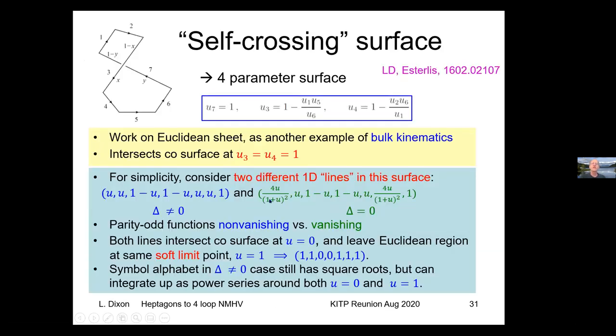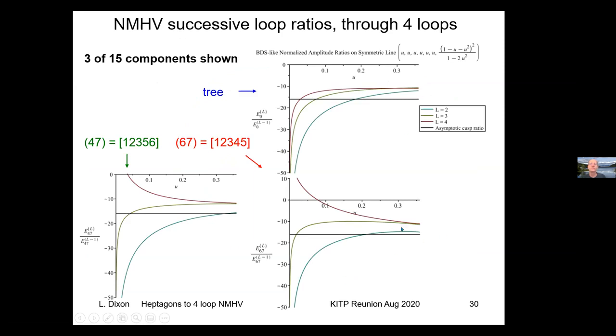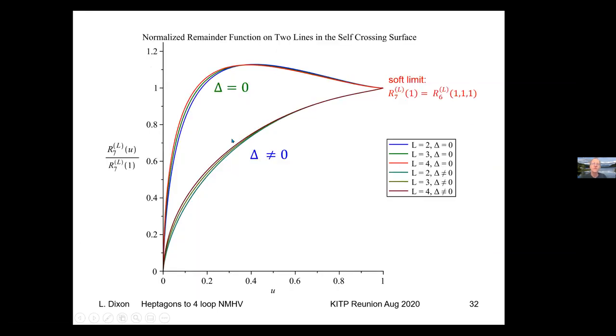There's another self-crossing surface, which would look like this in Minkowski region. We're in a Euclidean version of it, but it's a convenient place to plot some things. So here's a couple plots on two lines that go through the surface. And at least when we plot them in such a way that we scale them by their values at this point, then we see that the shapes do not change very much from one loop order to another, which is very similar to the fact that in previous plots, things were becoming flat in the bulk as you go from one loop order to another. And this is very similar to what we saw in the 6-point case.